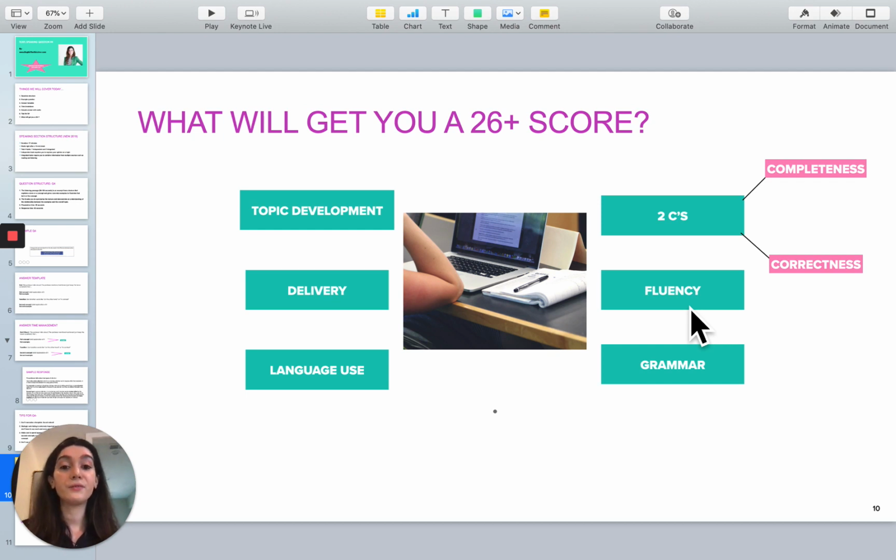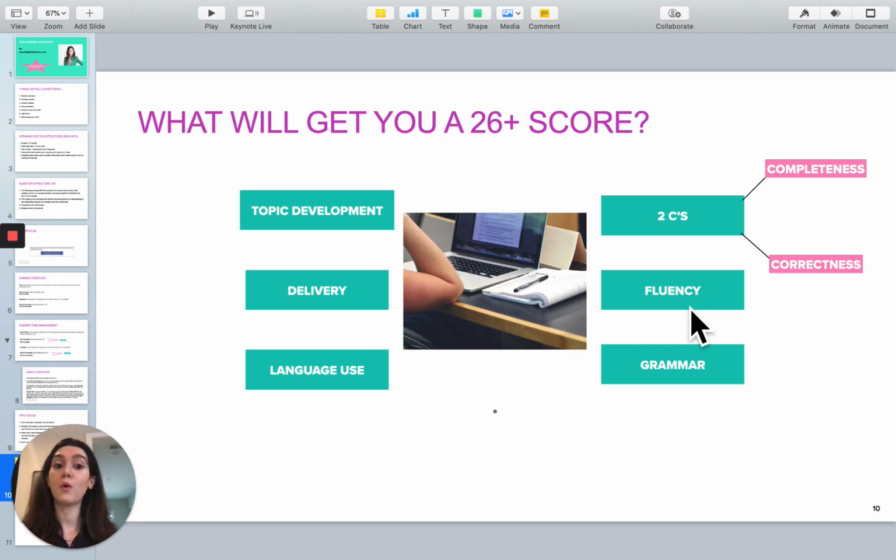Filler words are words such as "um" and "uh", those sounds, and then also words like "like". A lot of people make those mistakes. But the thing is, in order to get a 26, you need to reduce those filler words. If you do, let's say, once or maximum twice in your response, that's fine, okay?